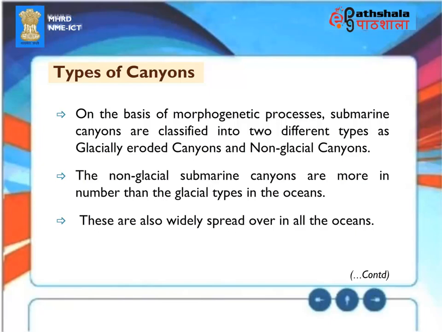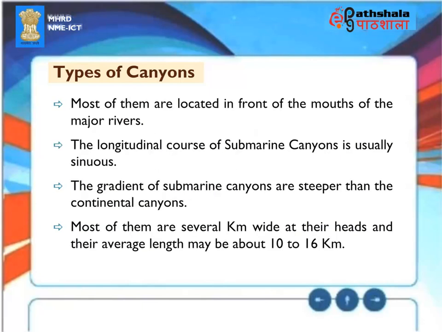Types of canyons. On the basis of morphogenetic processes, submarine canyons are classified into two different types as glacially eroded canyons and non-glacial canyons. The non-glacial submarine canyons are more in number than the glacial types in the oceans. These are also widely spread over in all the oceans. Most of them are located in front of the mouths of the major rivers.